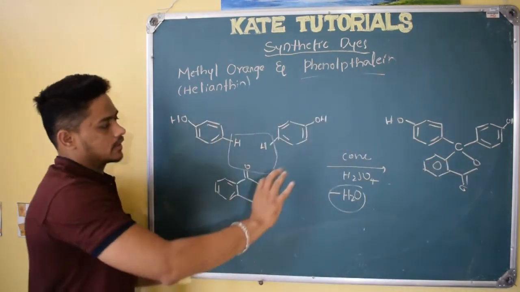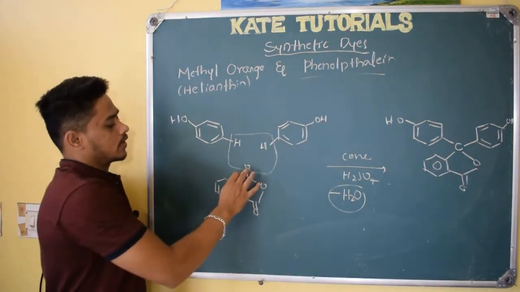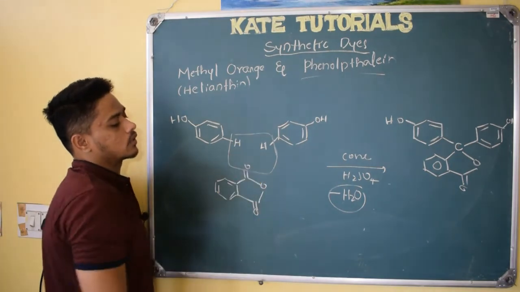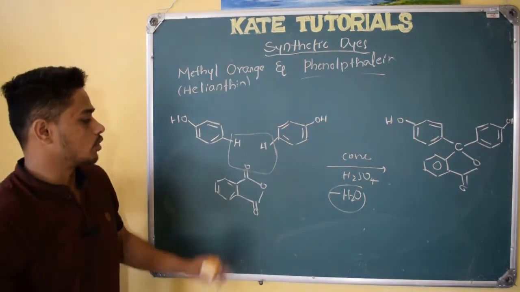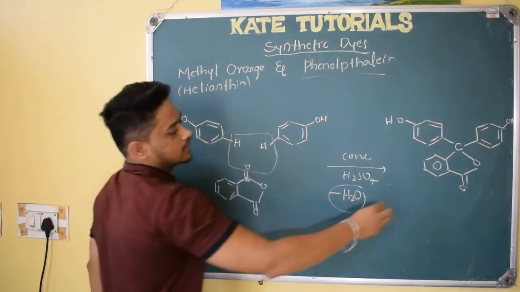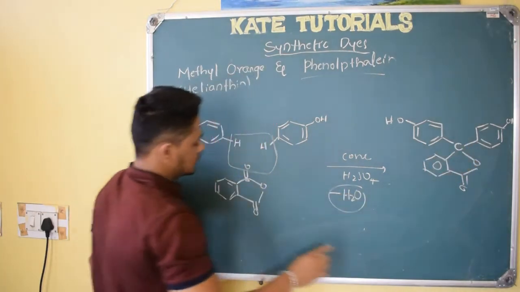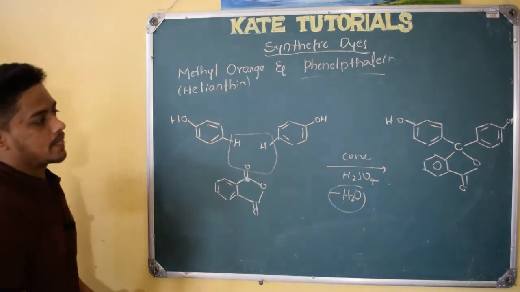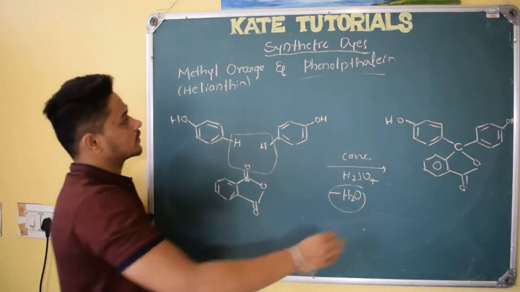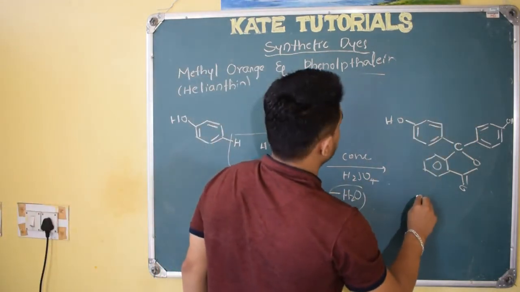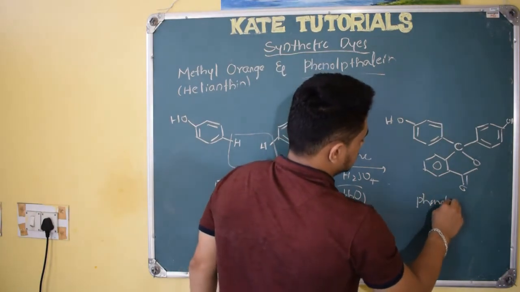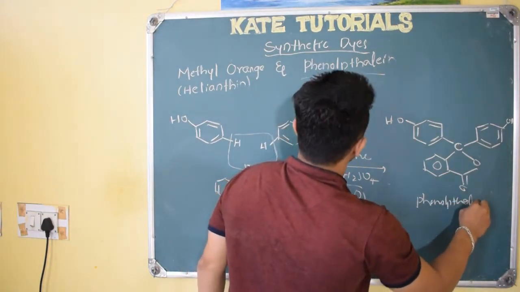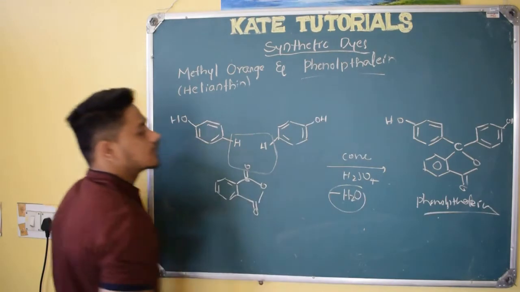Everything I have left the same, just I have removed water and 2 hydrogen, so the water molecule I have removed, so this carbon is this one, right? So other things same, oxygen, C double bond O, and here benzene ring, there also benzene ring, right? So this is the structure of phenolphthalein. So what is this? This is our phenolphthalein, right?